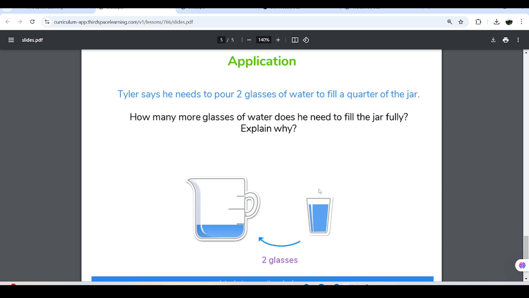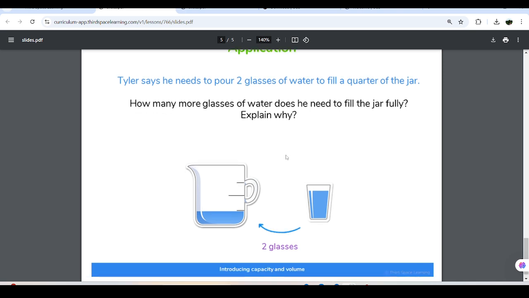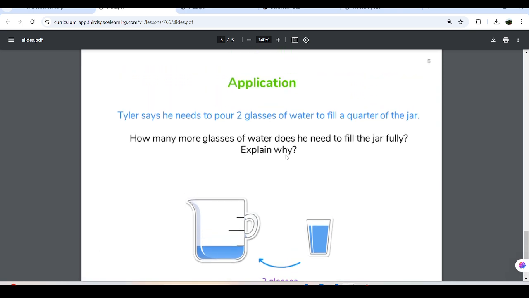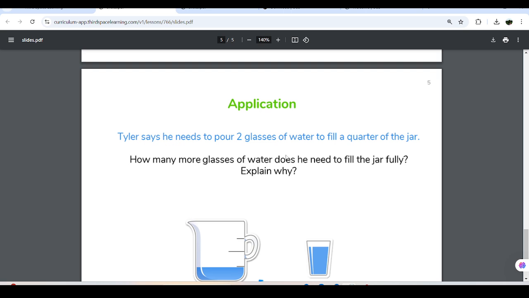Very good. But check the question again. It says how many more glasses? That means 6. Yes, very good. So if you just say six, then the answer would be wrong. Six glasses of water in the same cup as the one that you used for the first.